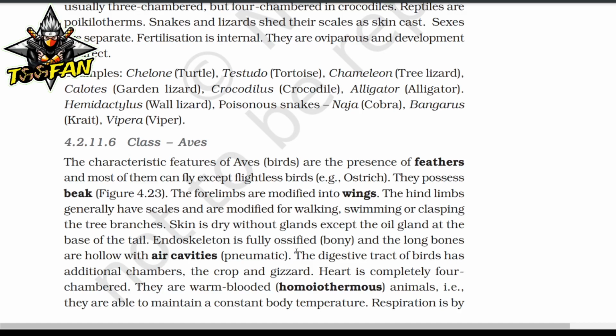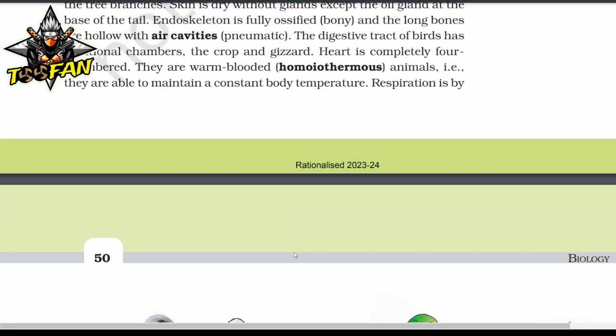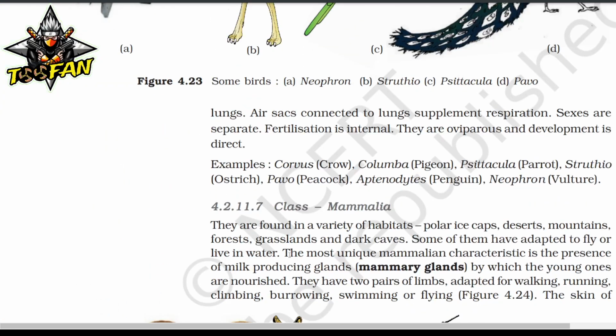The digestive tract of birds has additional chambers, the crop and gizzard. Heart is completely 4-chambered. They are warm-blooded, homoiothermous animals, that is, they are able to maintain a constant body temperature. Respiration is by lungs. Air sacs connected to lungs supplement respiration. Sexes are separate. Fertilization is internal. They are oviparous and development is direct. Example Corvus, Columba, Psittacula, Struthio, Pavo, Aptenodytes, Neophron.